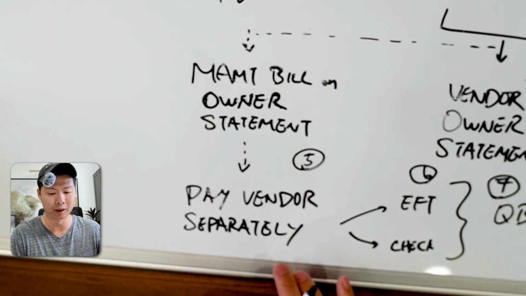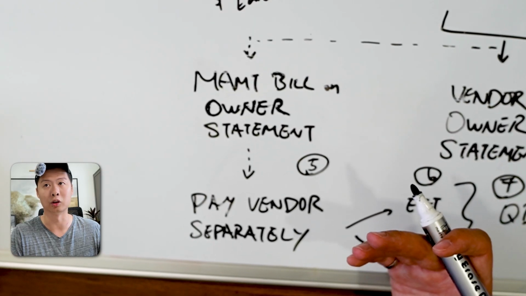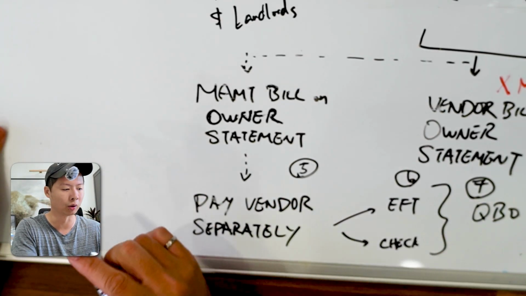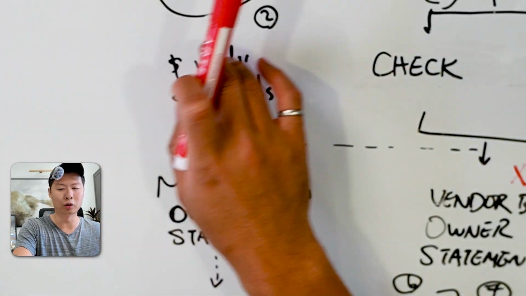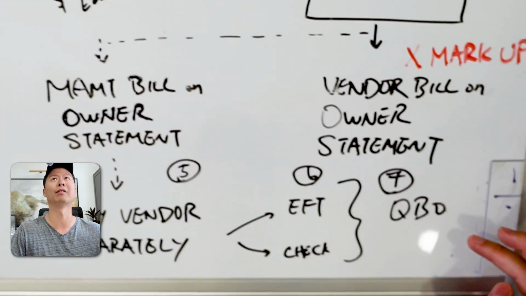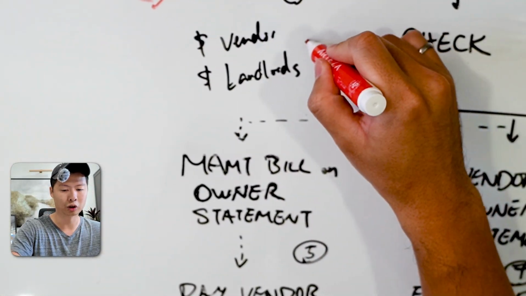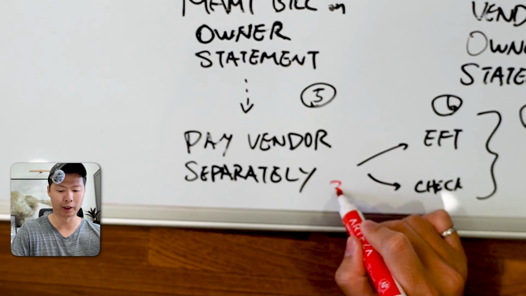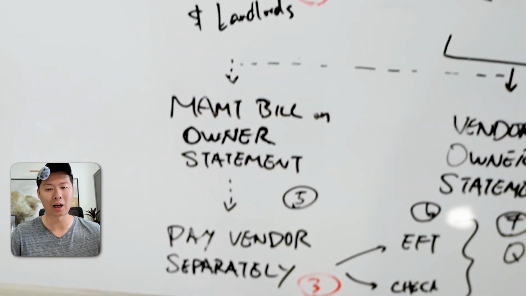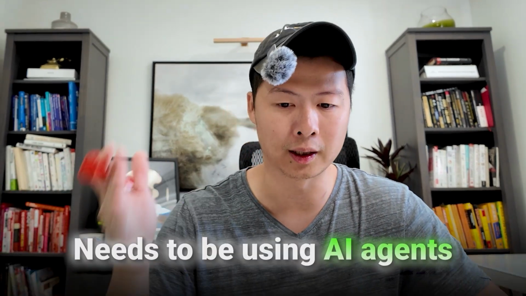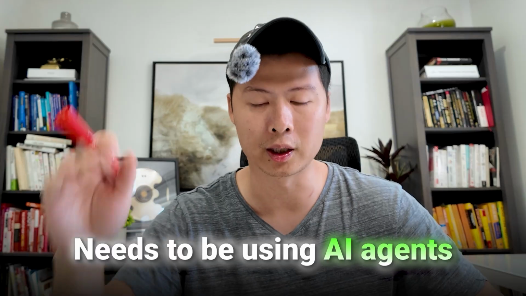And when I'm paying out the vendors, I'm doing the double check to see if everything's actually done or posted correctly on the rental owner statement. So I basically reduced 1, 2, 3, 4, 5, 6, 7 steps all the way to 1, 2, and then it's 3 steps. And that's how you're able to actually save a lot of time in this whole process. And that's why everybody also needs to be using AI agents to automate their entire accounting process.